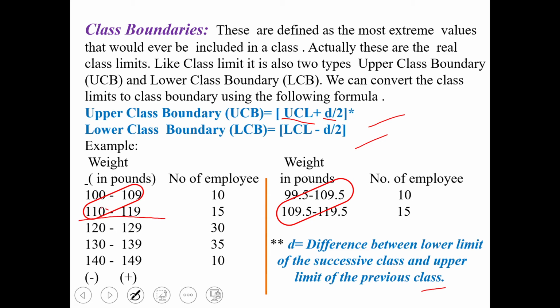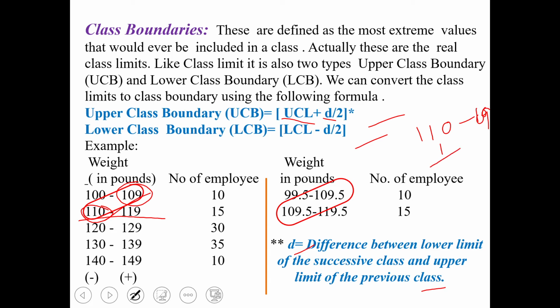Here the lower limit is 110 and the successive class, and the upper limit of the previous class, that means upper limit is 109. So in this way you have to find out the d value. So for example I'm showing here the first one. So you can see the lower limit of the successive class is actually 110 and the upper limit of the previous class is 109. So 110 minus 109, you will get actually 1.